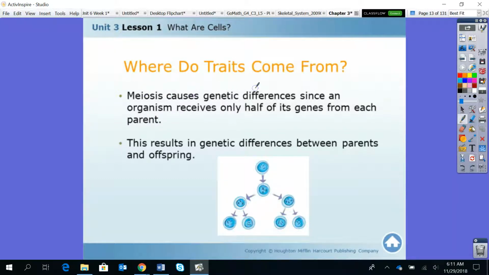Meiosis causes genetic differences in each organism, receiving only half of its genes from each parent. That's why you are different from your brother or your sister or your mom or your dad. This results in genetic differences between parents and offspring.